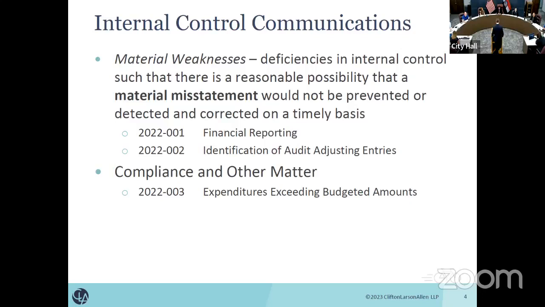The second item, identification of audit adjusting entries. With this finding, any significant audit adjustments are reported there. For this year, typically we'll have some adjustments that deal with recording of property and equipment, putting things on the depreciation schedule, things of that nature. But the only thing that we identified as a significant audit adjusting entry had to do with the issuance of the debt for the TIF revenue bond obligations.